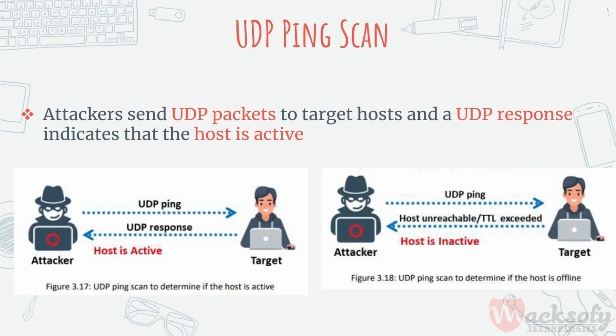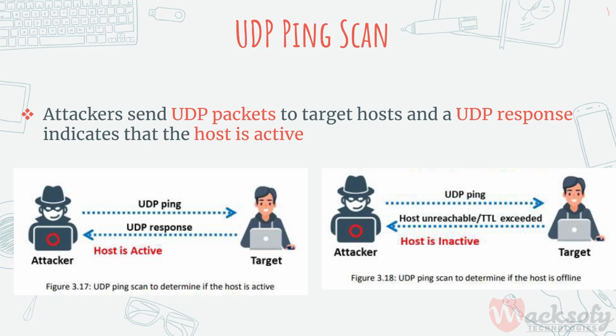Now talking about the UDP ping scan. It is similar to the TCP ping scan, but in the UDP ping scan, Nmap sends UDP packets to the target host. The default port number used by Nmap for the UDP ping scan is either 40 or 125. As we can see, the attacker sends the UDP ping packet to the target and the target responds with the UDP response, which states that the host is active. When the target host is not active, you will receive a host unreachable or TTL exceeded message.